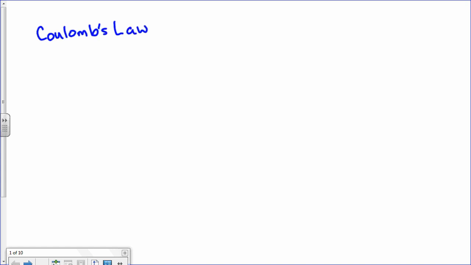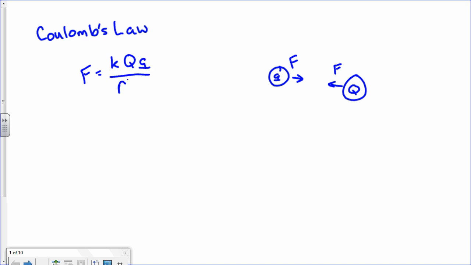And Coulomb's law just describes the force between two charged particles. So if I have a charged particle Q and a charged particle little q, there are forces between these two. There's a force here, and then there's a force here. And the magnitude of those forces are given by Coulomb's law, which is k Q q over r squared.